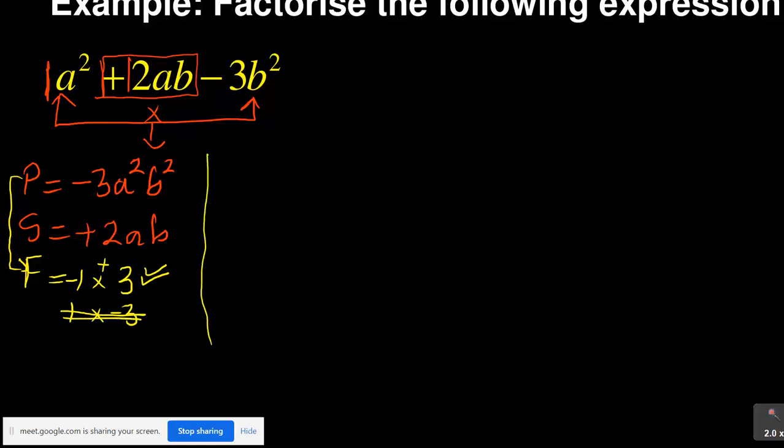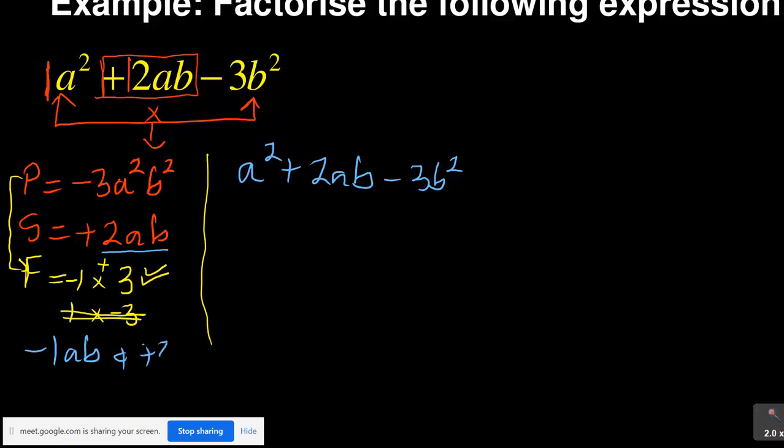Now, how do I then transform my a squared plus 2ab minus 3b squared? Now, these factors that I chose, it's minus 1 and positive 3. You just maintain your ab because the sum is in ab form. So you'll have your a squared minus 1ab plus 3ab minus 3b squared. So that is, as I'm saying, the b and a must not confuse you because it's just the same.